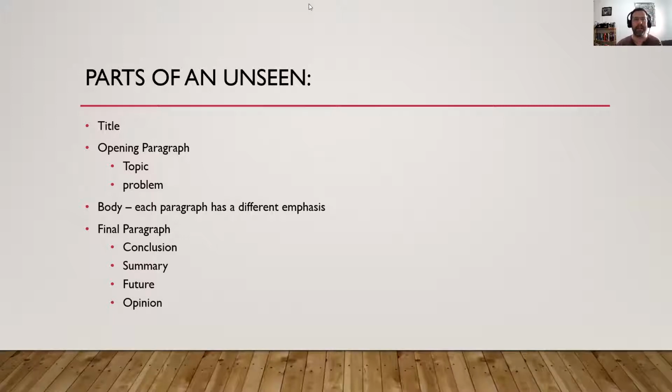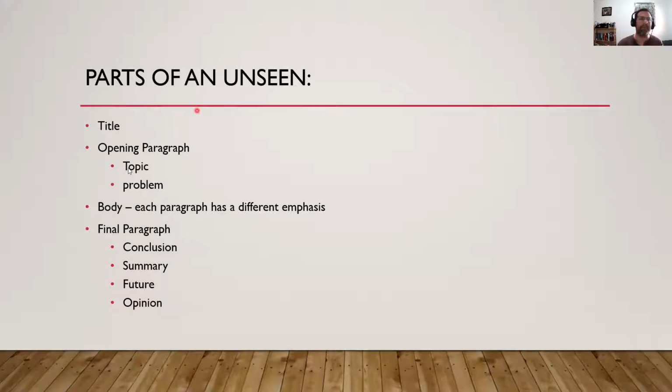Basically, give me a second here. There we go. So basically, the first thing we have is the title. And the title can tell us what the unseen is going to be about. However, that is not always true, and we'll talk about that later on.